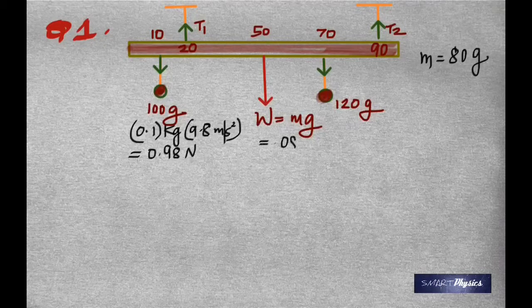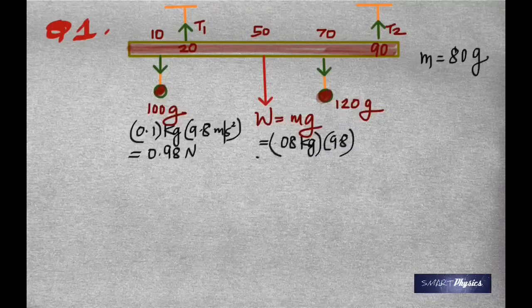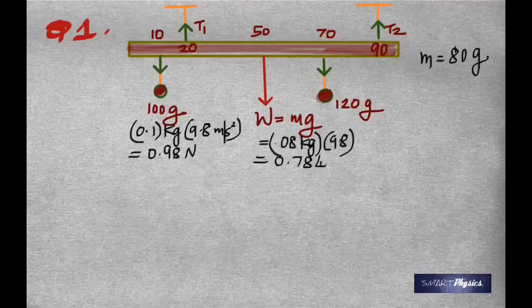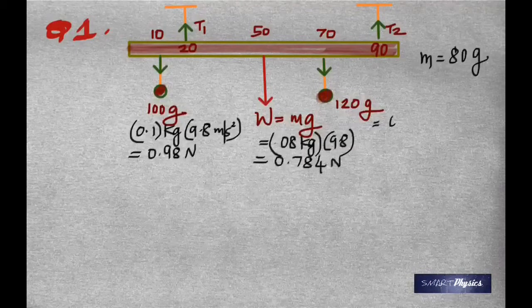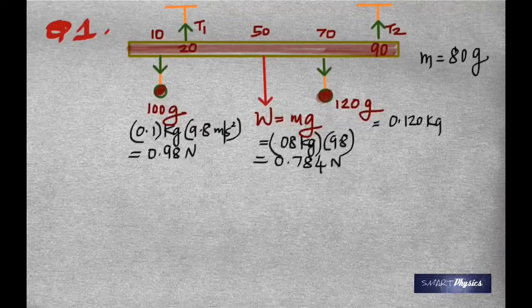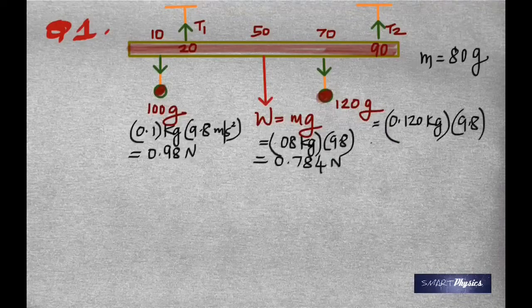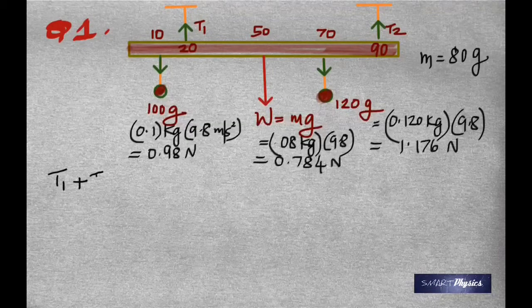Similarly, the mass of the meter stick was 80 grams, so it's 0.08 kilogram times 9.8, which gives 0.784 newtons. Now we'll take that as 0.78 newtons in our calculation. And 120 gram is 0.120 kilogram times 9.8, gives 1.176 newton, which we'll take as 1.18 newton.